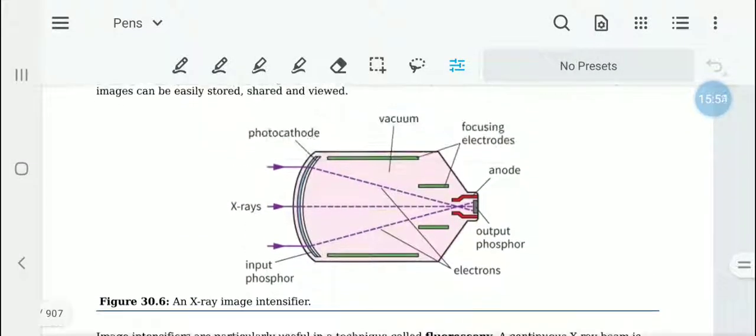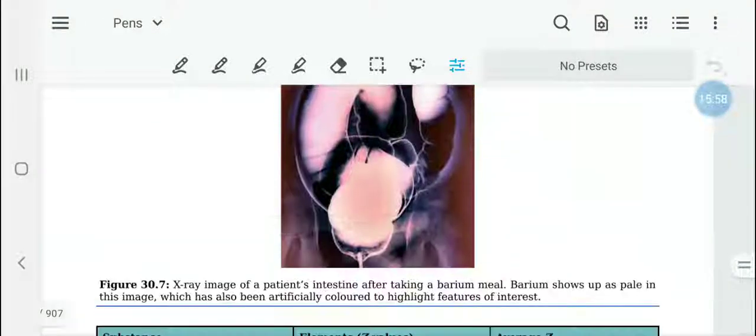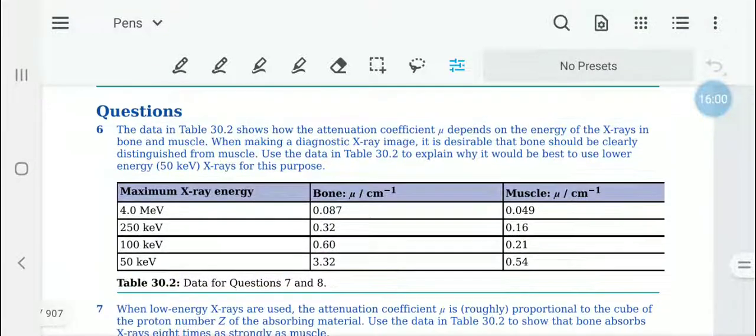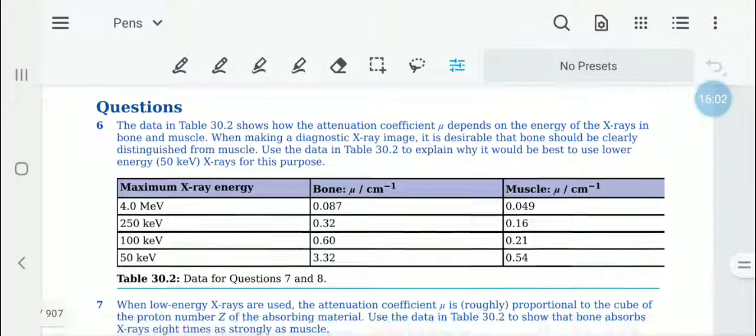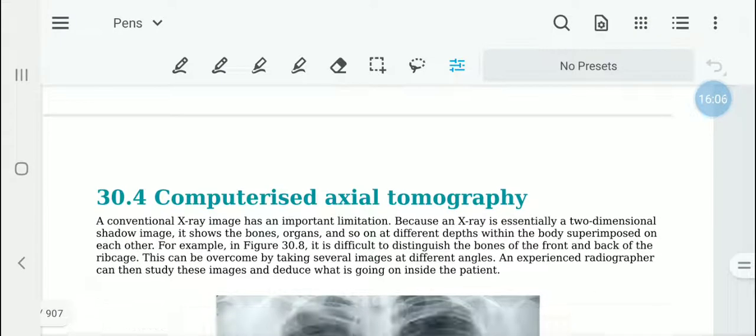Right. I want you to draw this figure 30.6 and get a better idea of that. Once you have completed that, please do question number 6, 7 before we move on to the next topic.